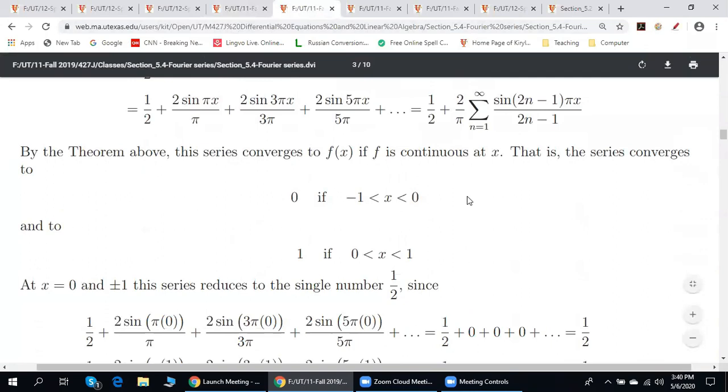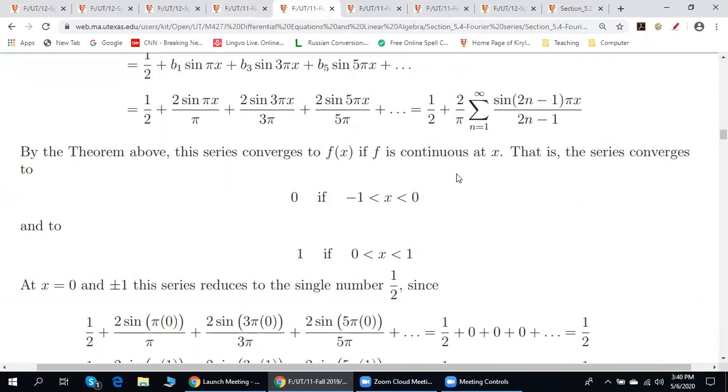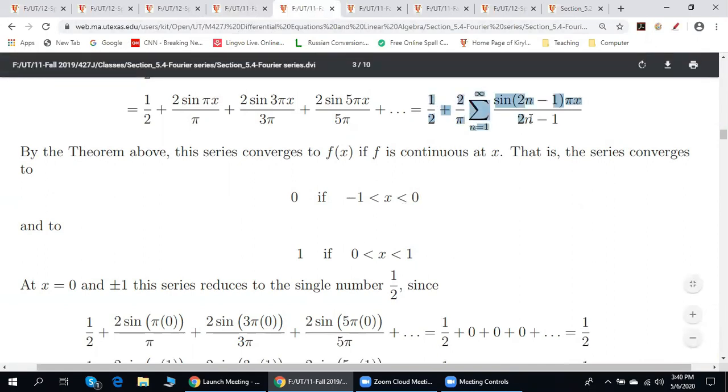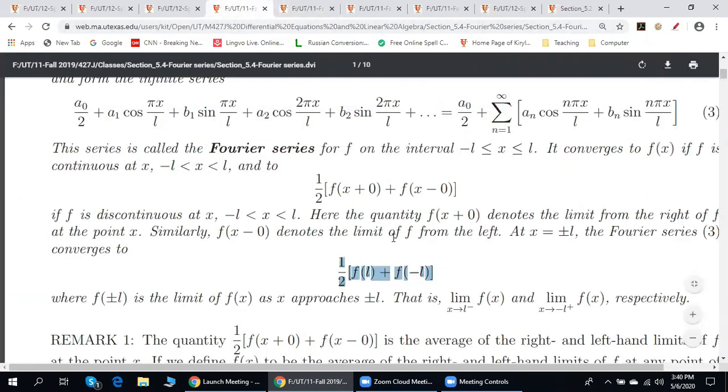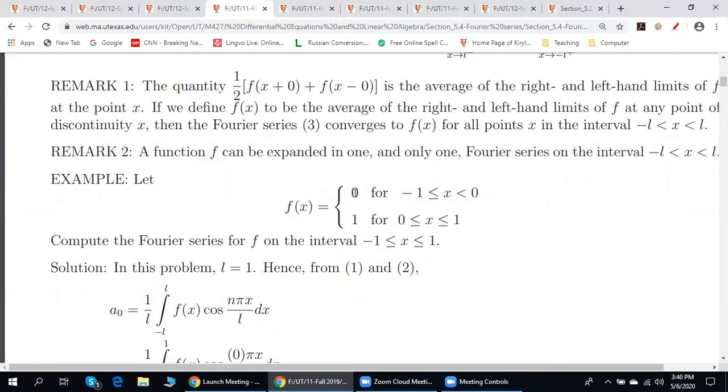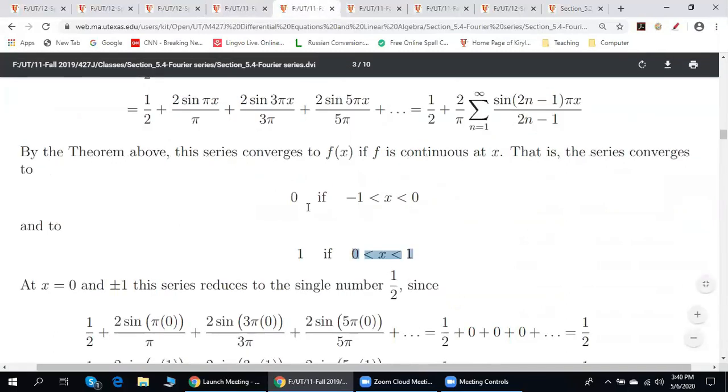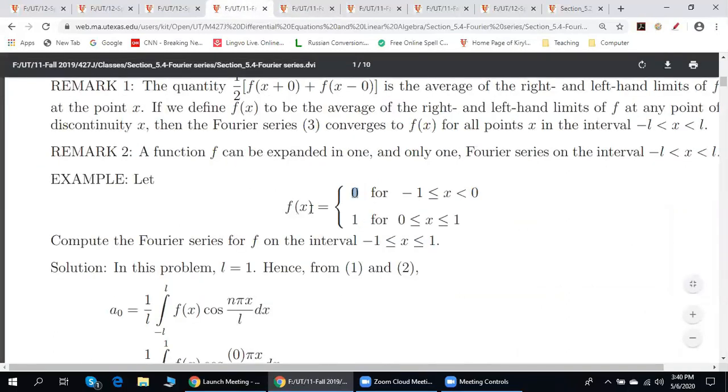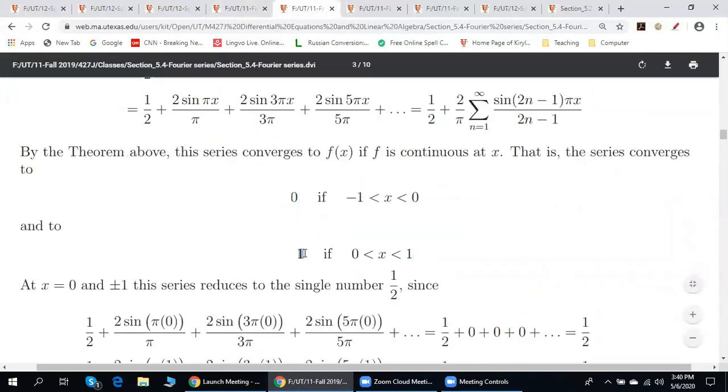Note that our function is continuous everywhere except for 0. Therefore, our series converges to 0 here and 1 here, because f of x is equal to 0, so we put here 0, and f of x is equal to 1, we put here 1.